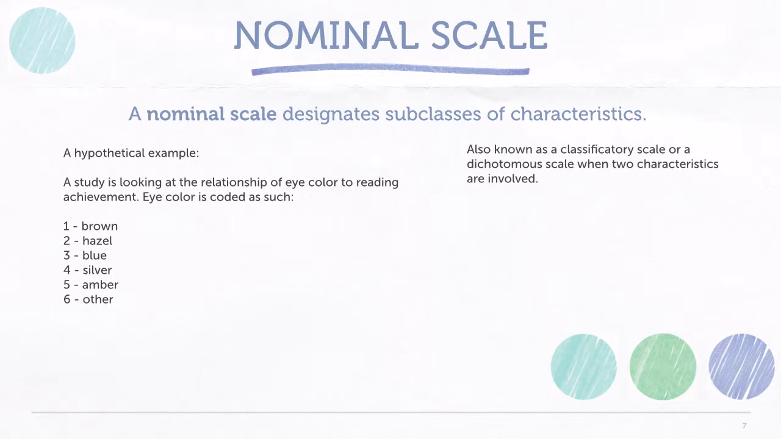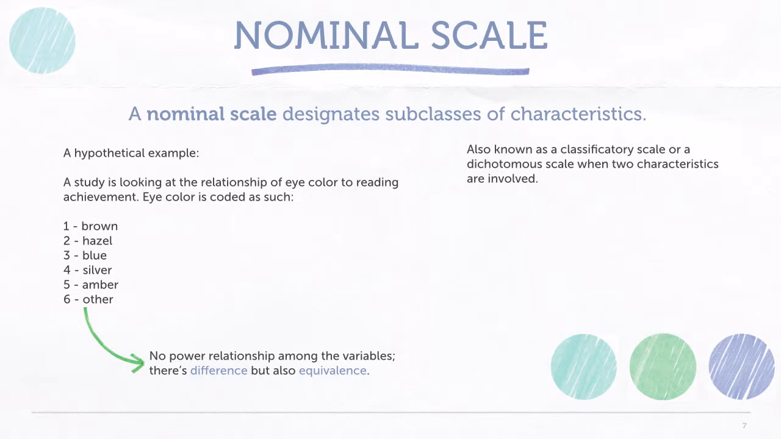Now, what is important within these qualities that the researchers are observing is that there's really no power relationship among the variables, right? This is just a way to classify the colors of eyes that are out there. There's difference, but also equivalence.